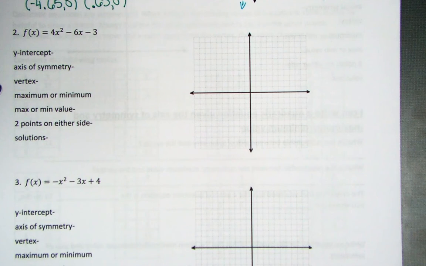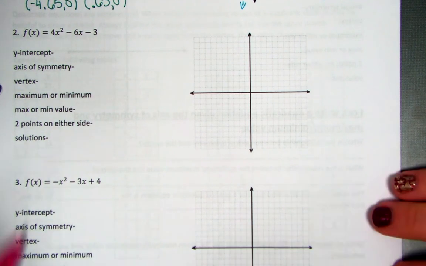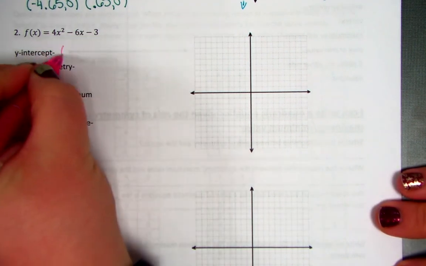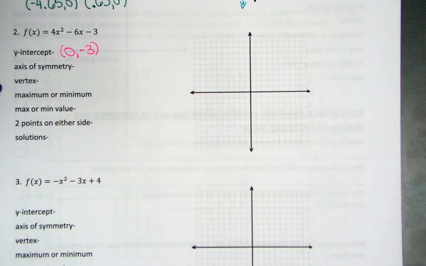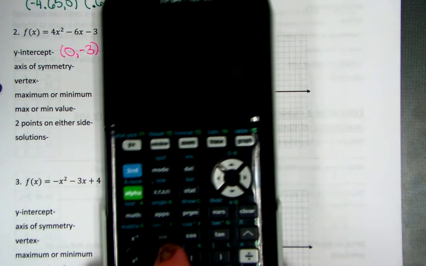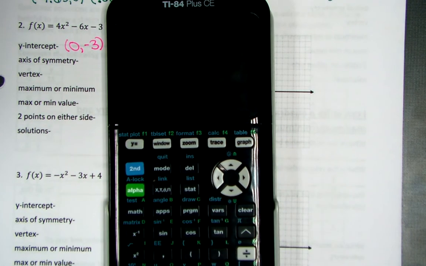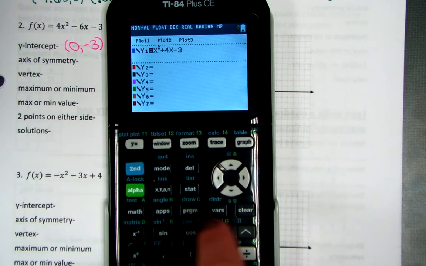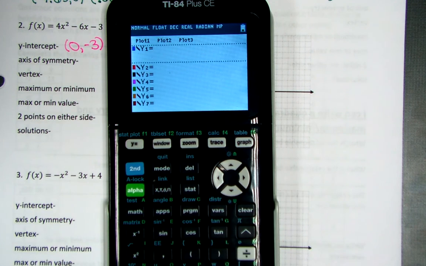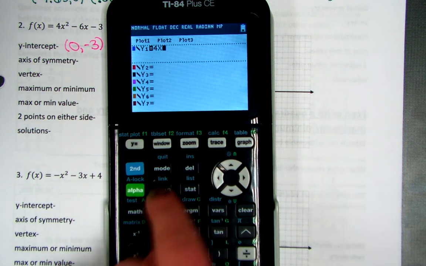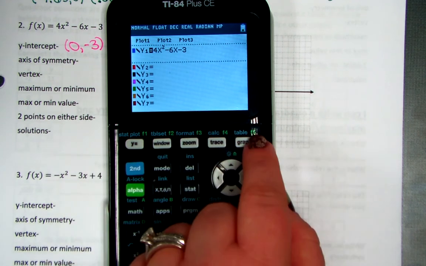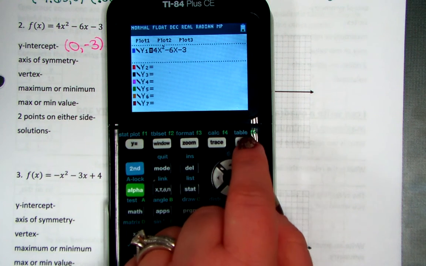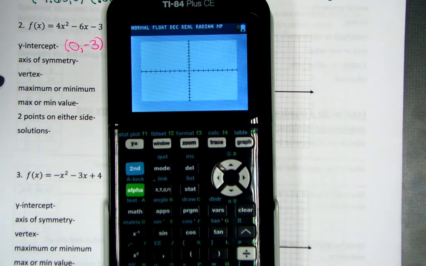So this is given to us in standard form, which means I can identify the y-intercept by just finding the c value, (0, -3). And then I'm going to type it into my calculator to find the vertex, which is kind of the key to unlocking half of the things that we need to find. So y equals, clear out what's there, and then type your equation in: 4x squared minus 6x minus 3. And we already know that we're dealing with a negative 10 to 10 window because we just graphed something in it, so we can go straight over to graph.